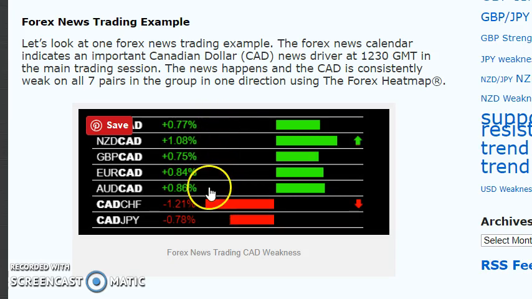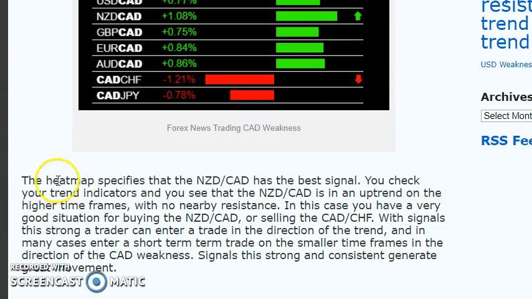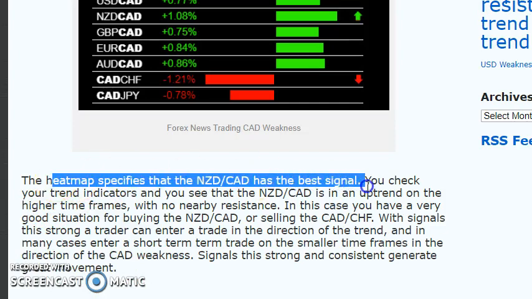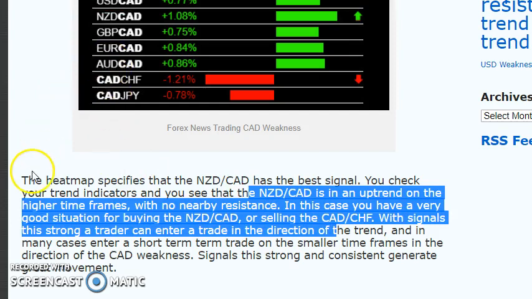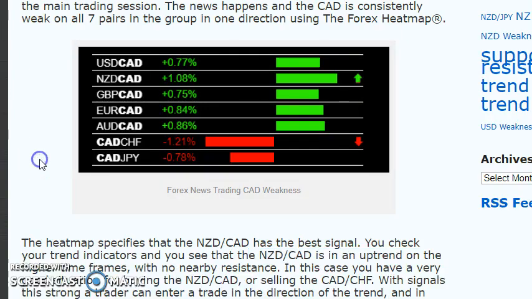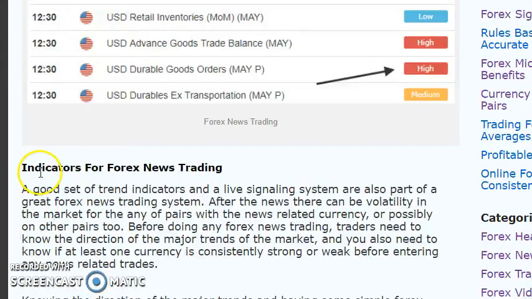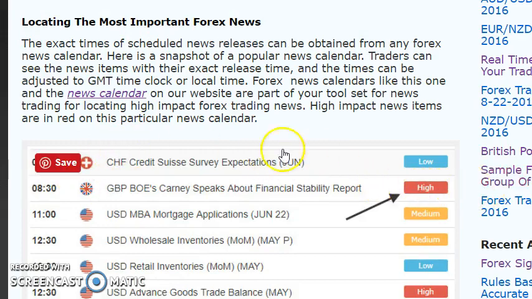Now all the pairs moved fine, all the Canadian dollar pairs. You could have pretty much traded all of them, but the best movements were here, and the Forex heat map will tell you and point you towards the proper pair to trade. So in this case, the Forex heat map specifies the best signal. You already have your trend indicator set up for all 28 pairs, including all of these pairs that you see here, and you can see quickly if you're trading in the direction of the trend. Within a day or 2 of setting up these indicators, you can start to demo trade almost immediately every single news driver across 8 different currencies, as long as they're specified as high volatility.